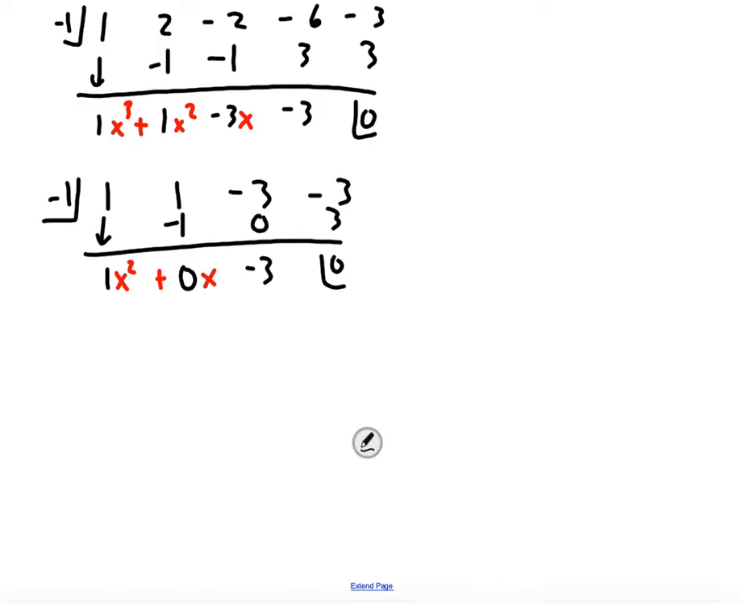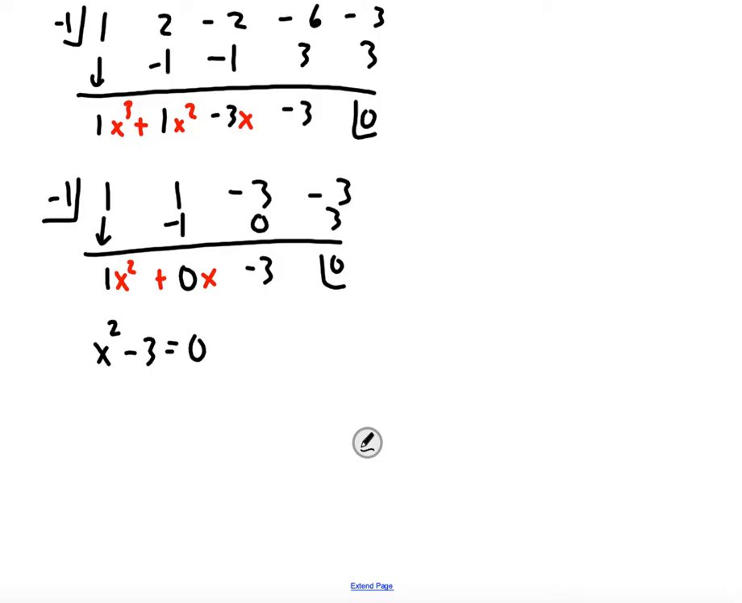I don't really need to write down that 0x there. I just put it in there so that we can see what's supposed to be there, if that coefficient was something other than 0. So now our quadratic here simply is x squared minus 3. We're going to set that equal to 0 and solve for x.